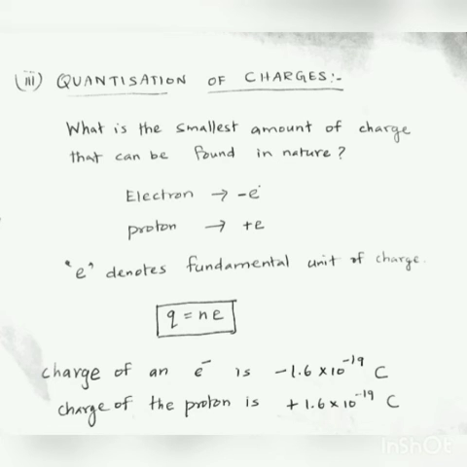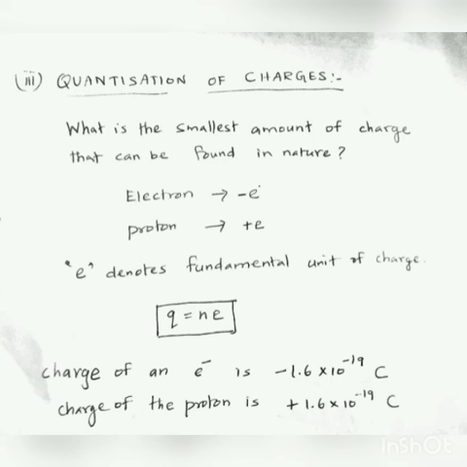The Millikan oil drop experiment is used to find the value of the charge of an electron or proton. The value of e is equal to 1.6 times 10 to the power of minus 19 coulomb. The charge of an electron is minus 1.6 times 10 to the power of minus 19 coulomb, and the charge of the proton is plus 1.6 times 10 to the power of minus 19 coulomb.